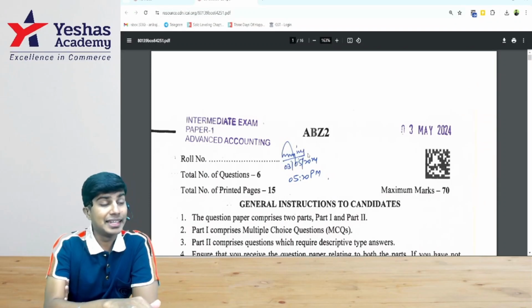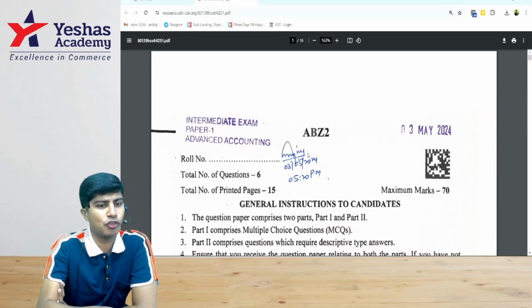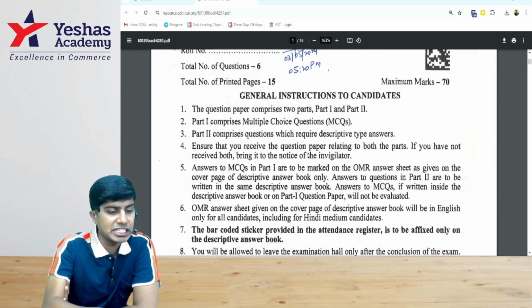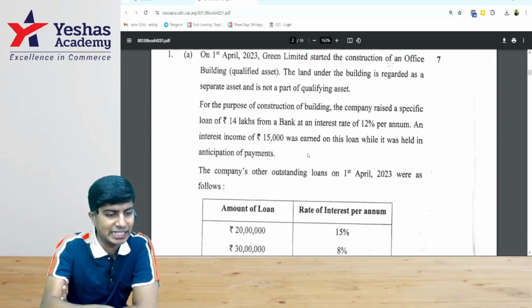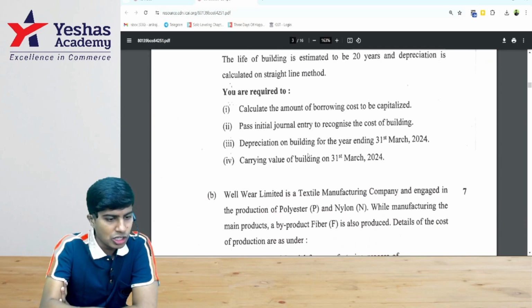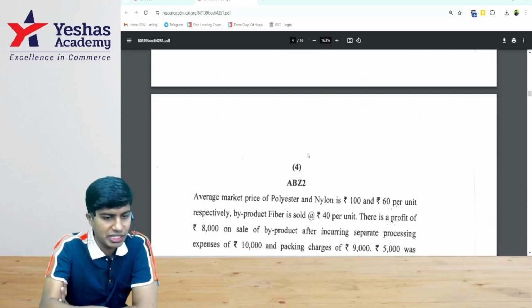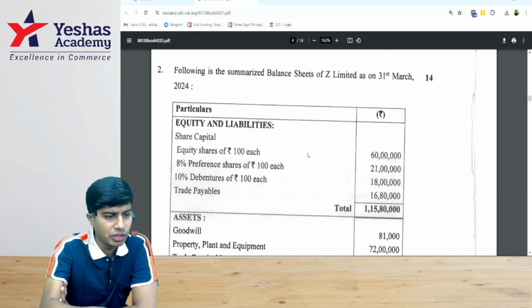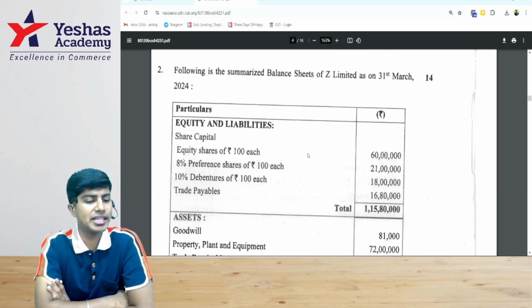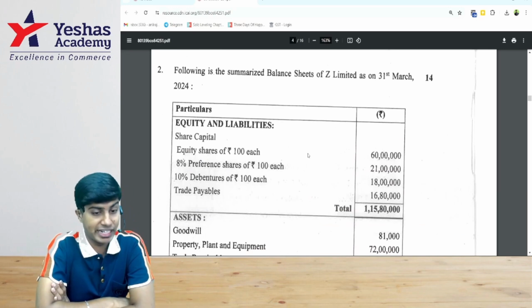Now, let's look at May 2024 examination question paper, question number 2, which is actually a question on internal reconstruction. Question number 1A and 1B is on Accounting Standard 16 and Accounting Standard 2. Here we have it. Following is the summarized balance sheets of Z Limited as on 31st of March 2020.